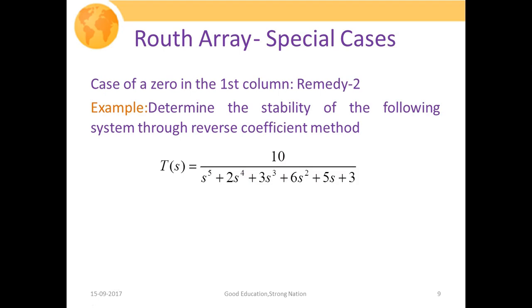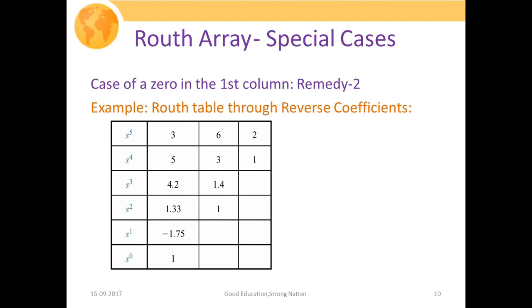Same transfer function, which has been written as 10 upon s to the power 5 plus 2s^4 plus 3s^3 plus 6s^2 plus 5s plus 3. So the Routh table through the reverse coefficient method turns out to be, since this is the transfer function, s^5, 2s^4 plus 3s^3 plus 6s^2 plus 5s plus 3. Now we're going to simply invert the coefficients of this particular polynomial.